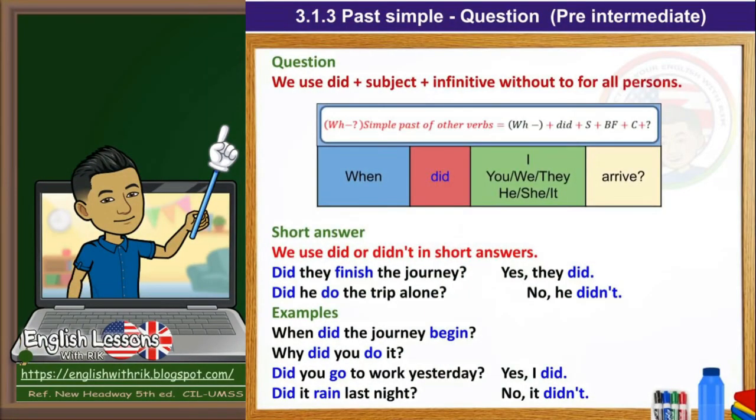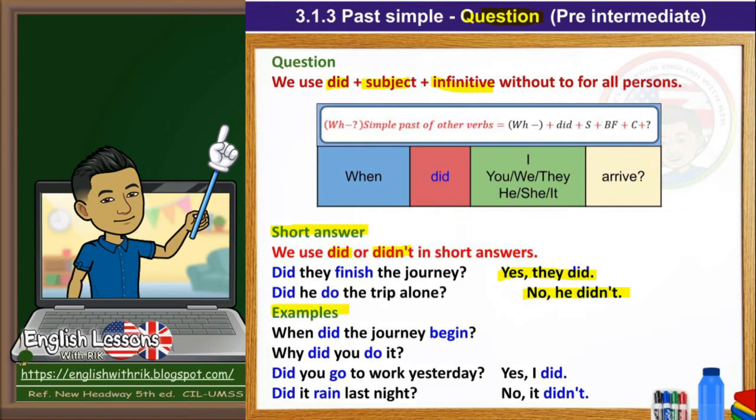Question. We use did plus subject plus the infinitive without to for all persons. When did I arrive? When did he arrive? When did you arrive? Short answer. We use did or didn't in short answers. Did they finish the journey? Yes, they did. Did he do the trip alone? No, he didn't.